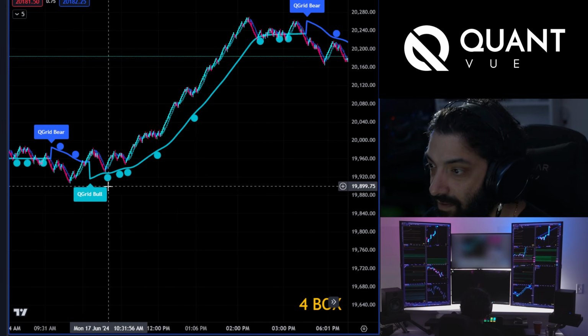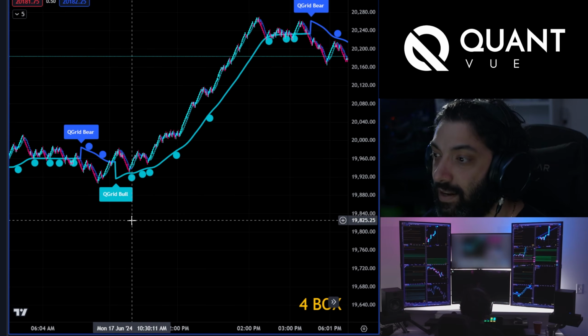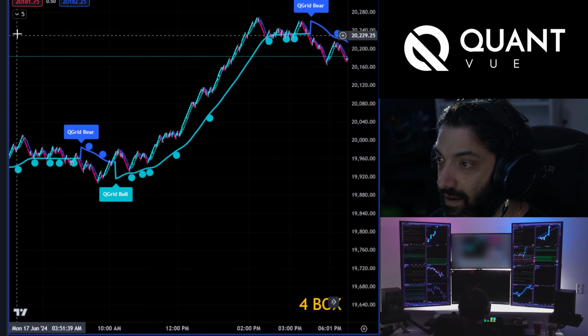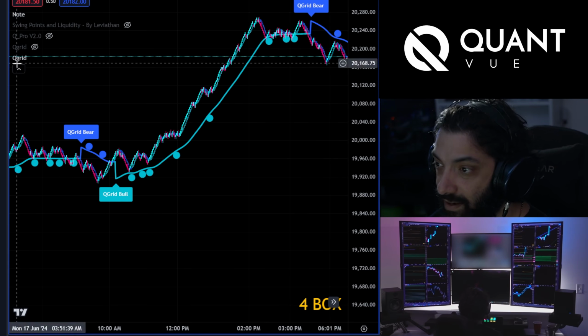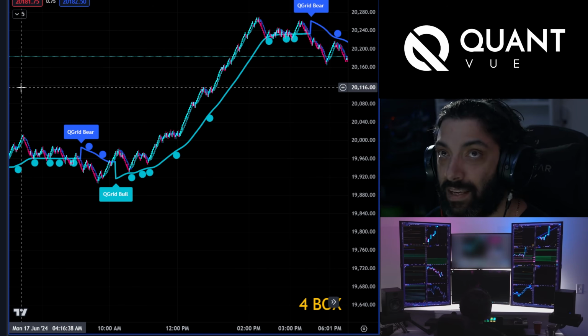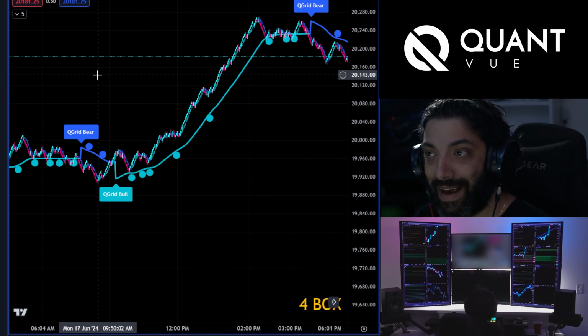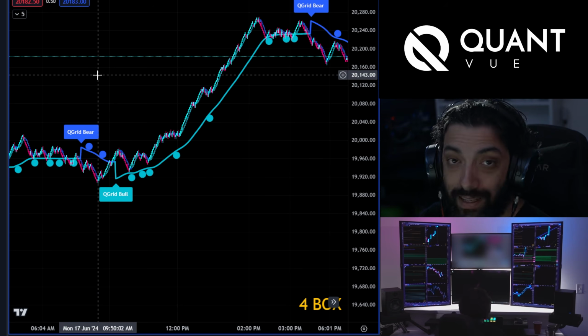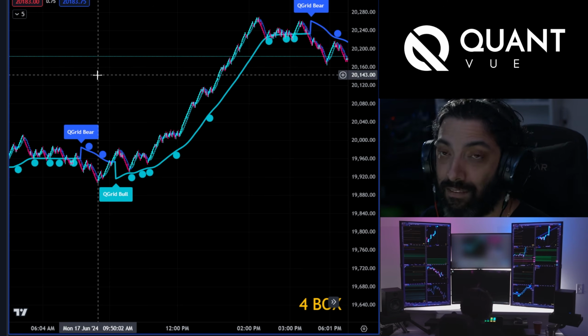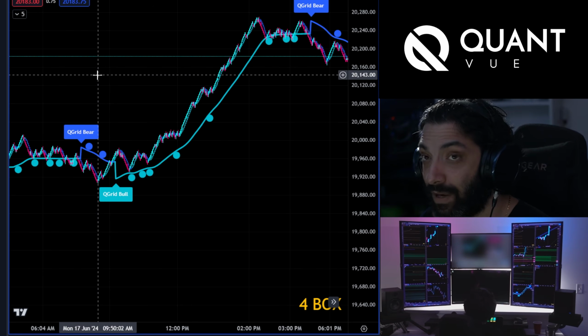So this is it. Qgrid is a new indicator, right? And I think it's really good for passing evaluations relatively quickly and relatively safely. I think you would have a high win rate by doing it this way.